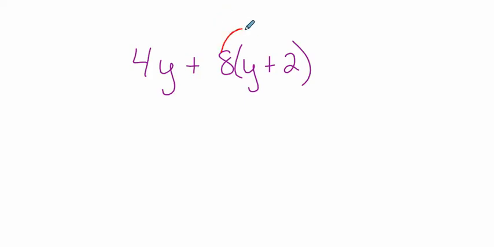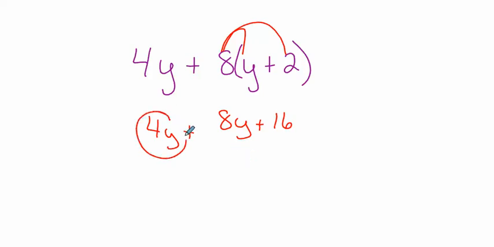All right, I'm going to distribute first. So that's 8y plus 16. So I did the distributive property. Now I'm going to bring down what else I have in my problem. Now I notice I have y's and I have y's. So 4y plus 8y gives me 12y plus 16.